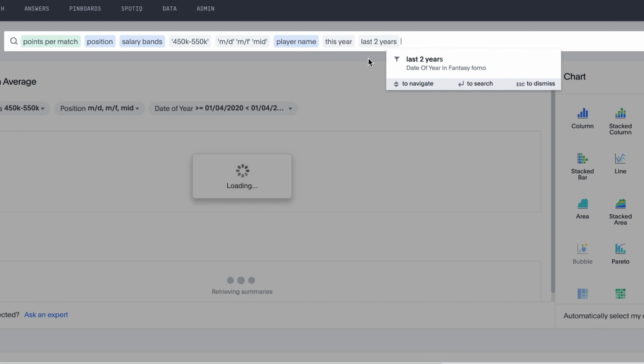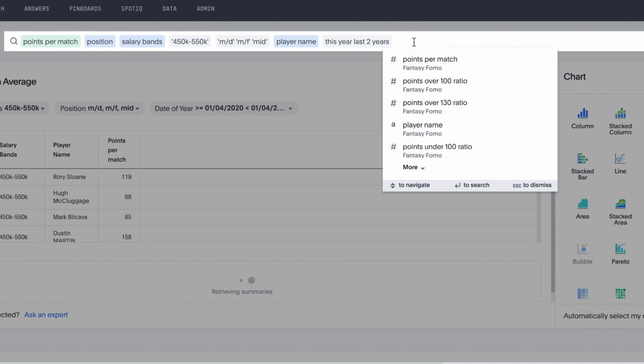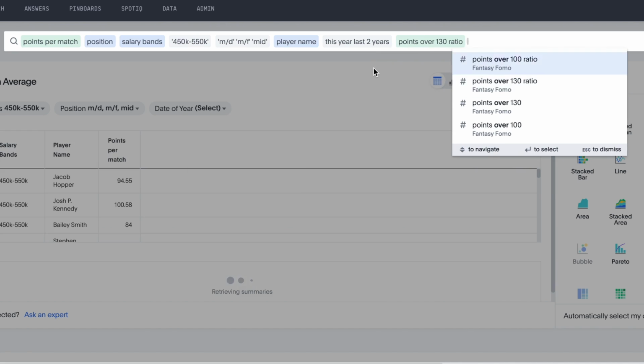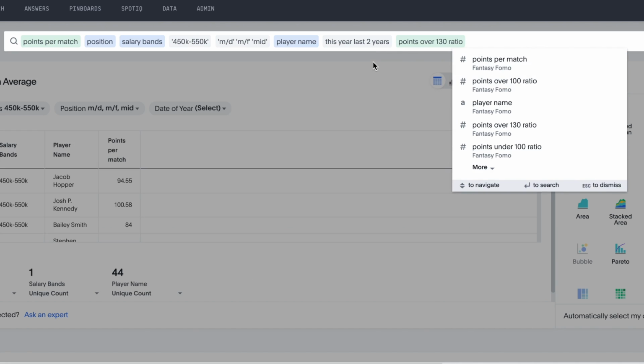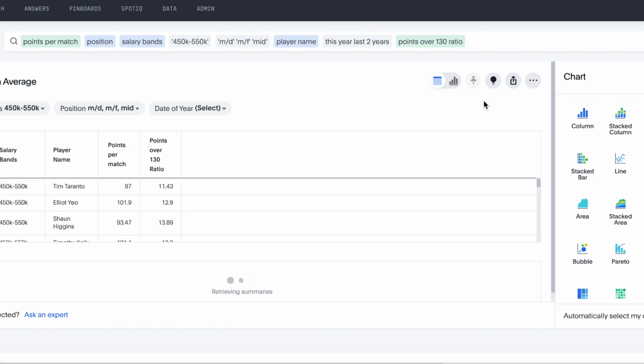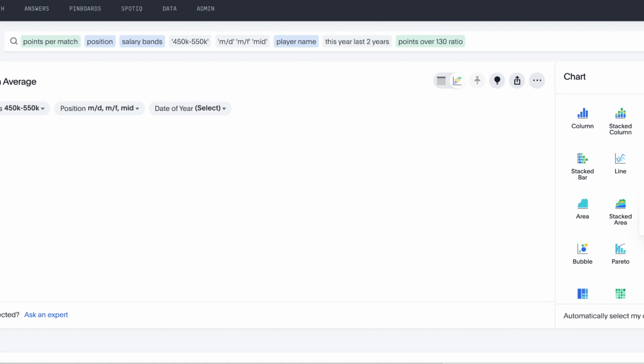So let's do that, and then let's have a look at the ratio of over 130. This is the percentage of matches where the players scored over 130 points. So let's have a look at what that looks like.